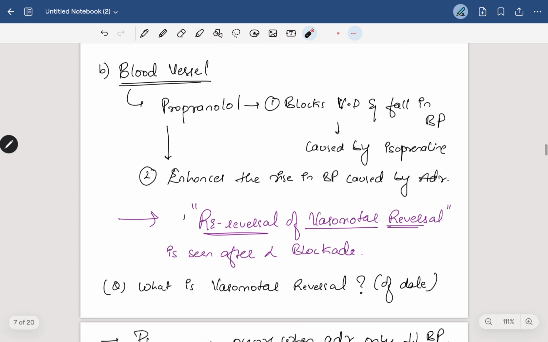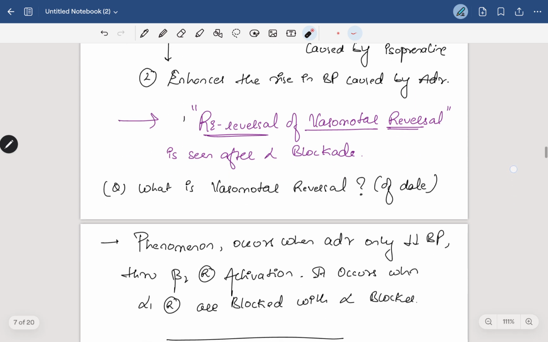Moving on to the blood vessels, propranolol blocks vasodilation and fall in BP that is caused by isoprenaline. I told you, right? In blood vessels we have alpha 1 and beta 2, and you can remember it by A, B, C, D. Alpha does vasoconstriction and beta does vasodilation. So it blocks vasodilation and fall in BP caused by isoprenaline, and it enhances the rise in BP that is caused by adrenaline.